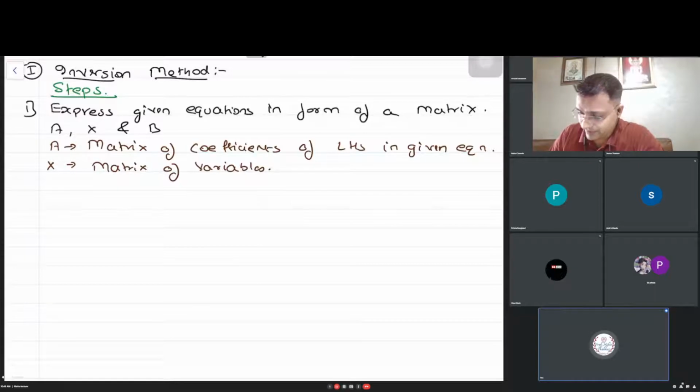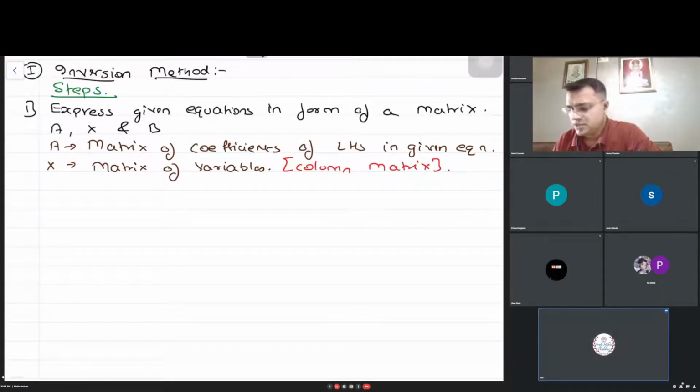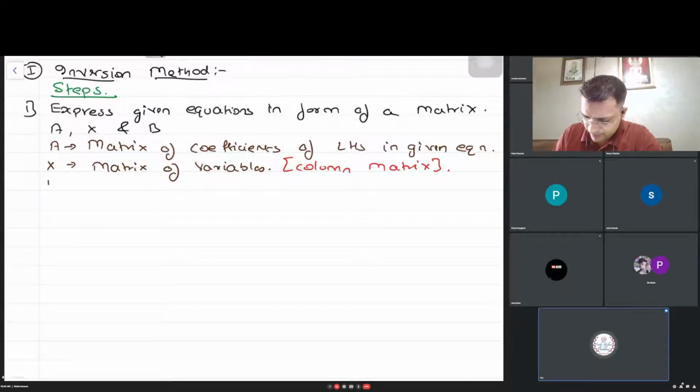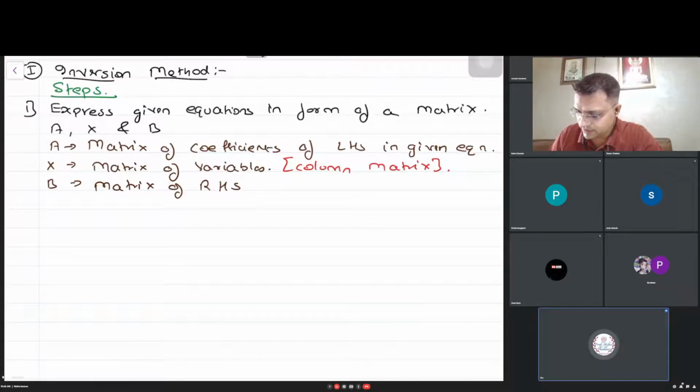Always remember, matrix X is always a column matrix, compulsory. I'll explain the reason with the help of an example. If I just say it right now, you won't be able to understand it, so don't worry. I will tell you why it is a column matrix later on. And the matrix B is the matrix of RHS values. Again guys, this is also a column matrix. I will come to it when I am solving an example.